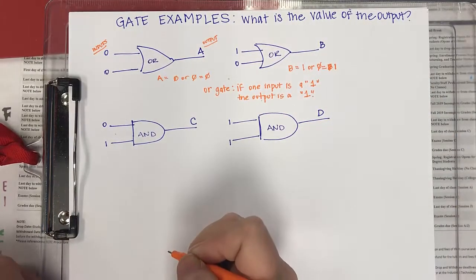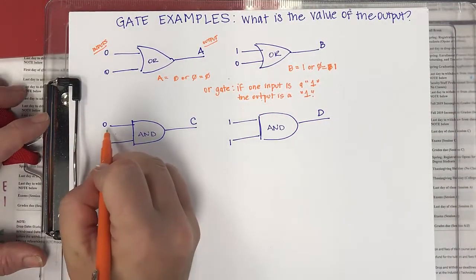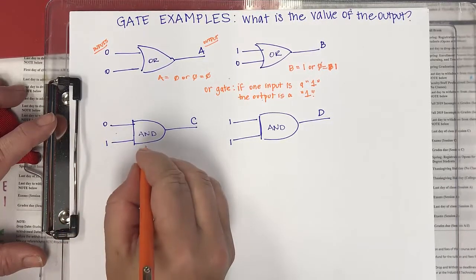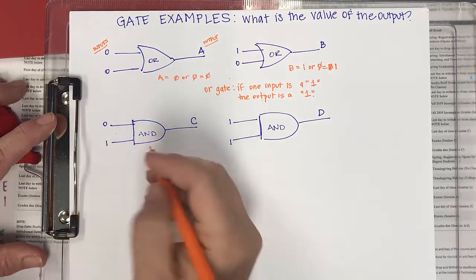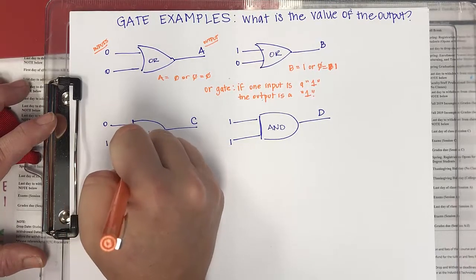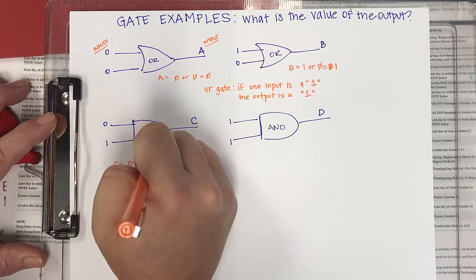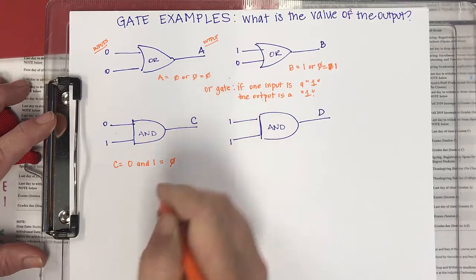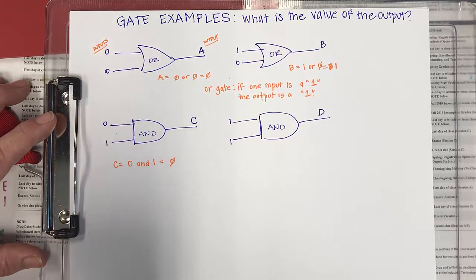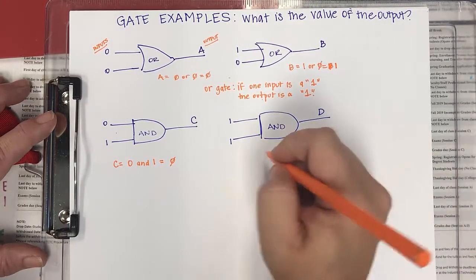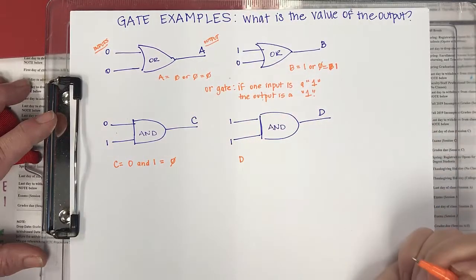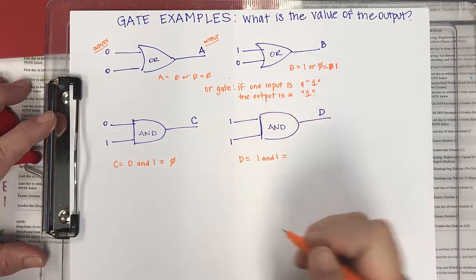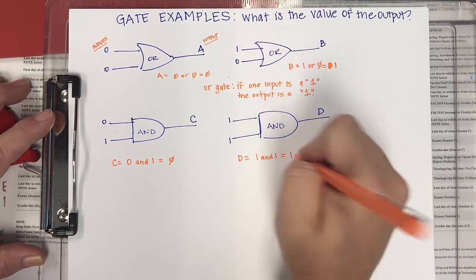Okay, so now let's look at the AND gate examples. So here we have a 0 input and a 1 input, and for an AND gate, both pieces have to be true. So C is equal to 0 and 1, which means that it's 0, because for an AND gate, both have to be true. All right, and then here for D, the inputs are 1 and 1. So since both are 1, the output's going to be 1.